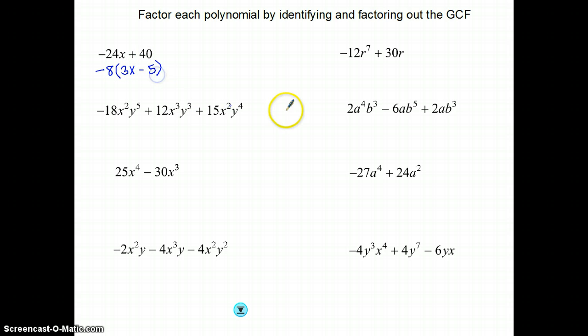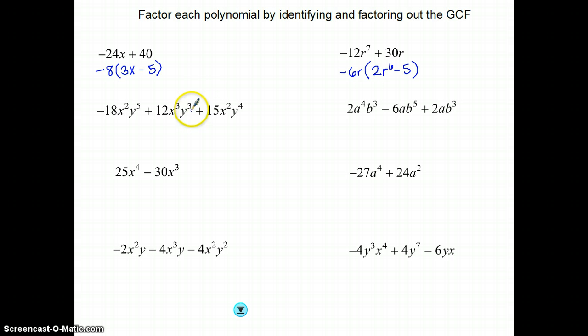negative 5. To the right, the greatest common factor between negative 12 and 30 is a negative 6. Remember, I'm taking out a negative because this first term is negative. Looking at my r's, I have 7 r's in my first term and 1 in my second, so I may take out 1 r. Dividing my negative 12r to the 7th by negative 6r, I'm left with a positive 2 and r to the 6th power. Dividing 30 by negative 6, I get negative 5, and I took out the only r that was a part of that term, so I have no r's left.